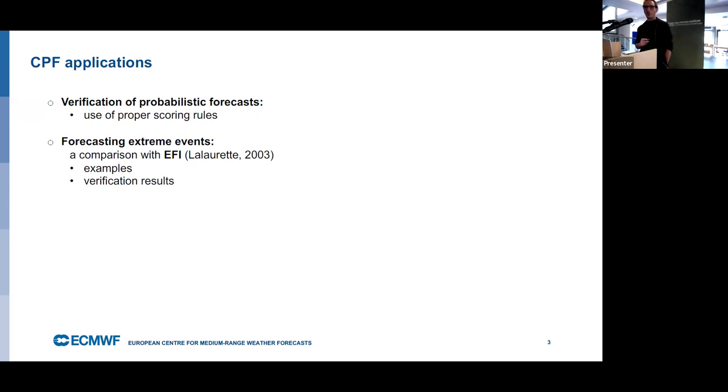Okay. So there are two applications for the crossing point forecast in my mind. One is in verification, and one is really in producing forecasts and looking at the forecast. Of course, these two applications are very much related to one another. So let's start with the verification of probabilistic forecasts.